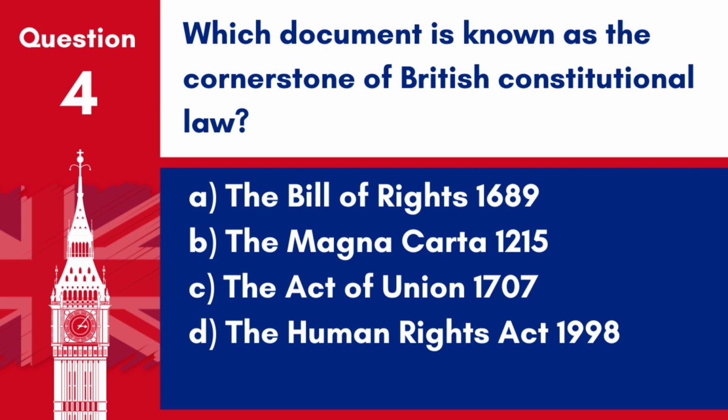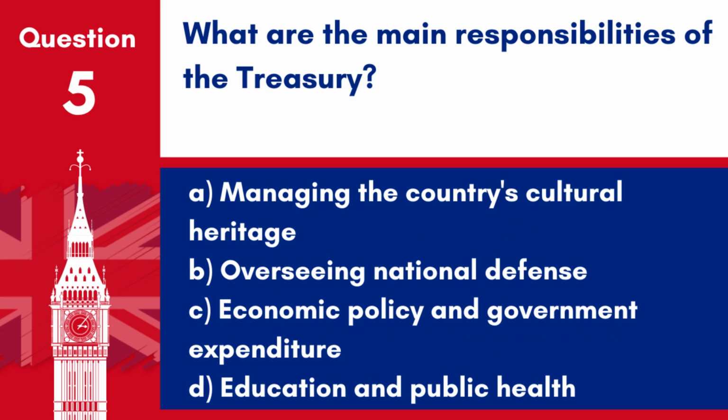Forces. Question 4. Which document is known as the cornerstone of British constitutional law? A. The Bill of Rights 1689. B. The Magna Carta 1215. C. The Act of Union 1707. D. The Human Rights Act 1998. Answer. B. The Magna Carta 1215. The Magna Carta is considered the cornerstone of British constitutional law, establishing the principle that everyone, including the King, is subject to the law.